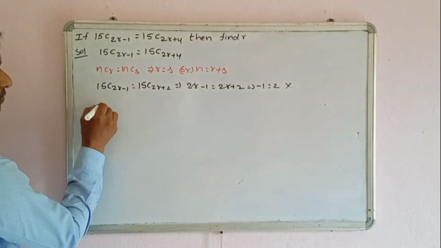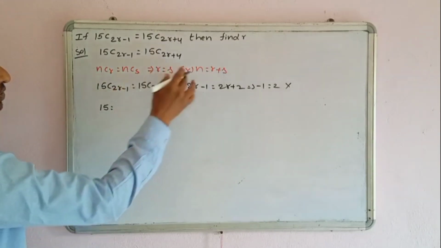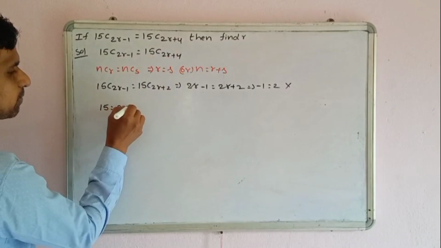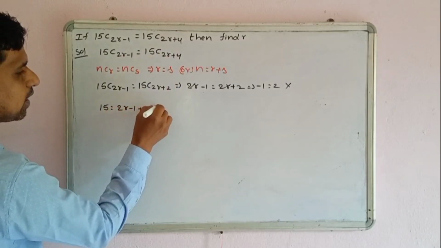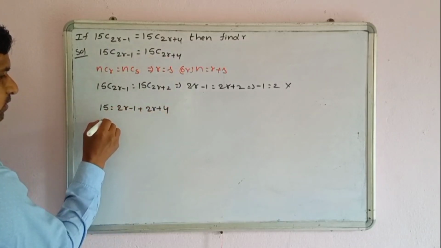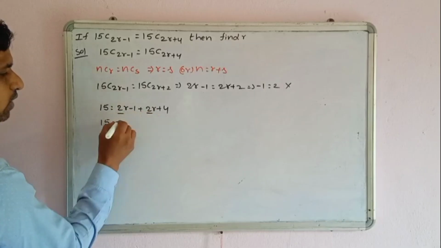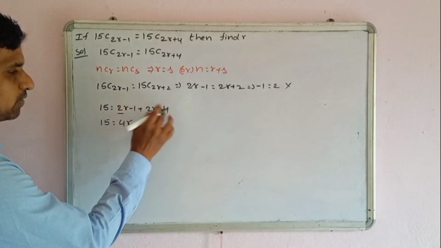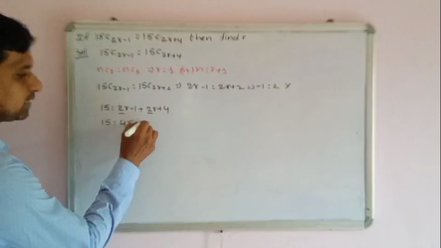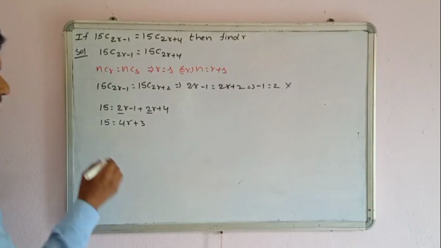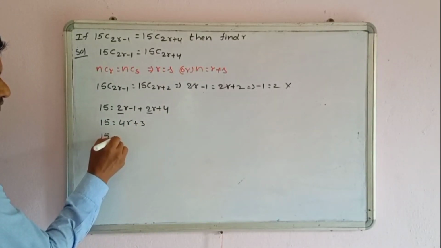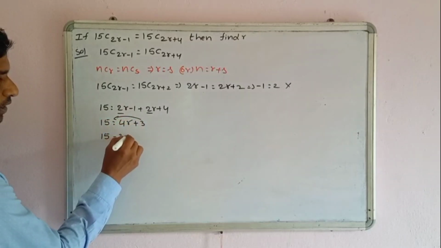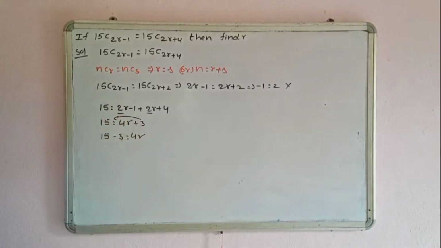That is 15 equals, here R is 2R minus 1, S is 2R plus 4. 2R minus 1 plus 2R plus 4 equals 15. 2R plus 2R is 4R. So minus 1 plus 4 is plus 3. So 15 equals 4R plus 3. Transpose to left side, negative 3.